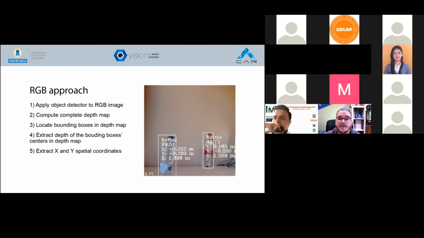The first one is that the whole depth map needs to be computed. And the second one, and maybe the bigger problem, is that if the center of the bounding box is located in a gap of the object, such as in the bicycle example we saw just before, the depth measurement is not reliable, since we would be getting the depth of the background, not the object. So to solve this issue, we propose another approach.